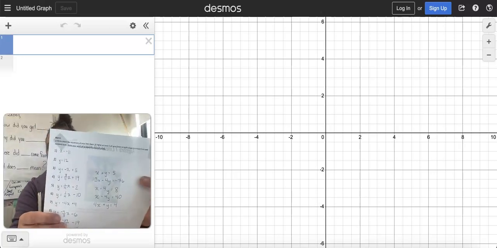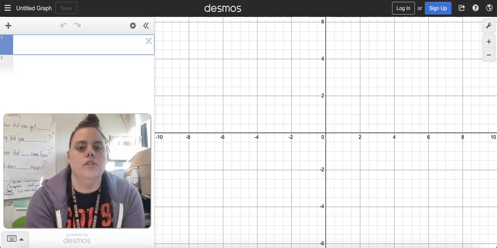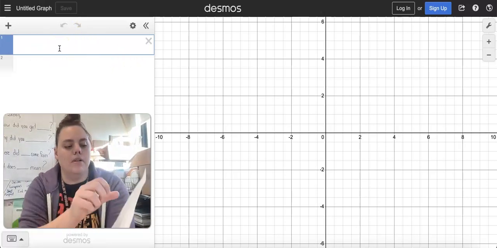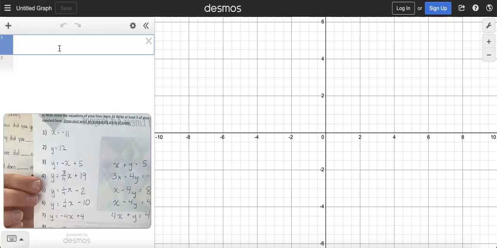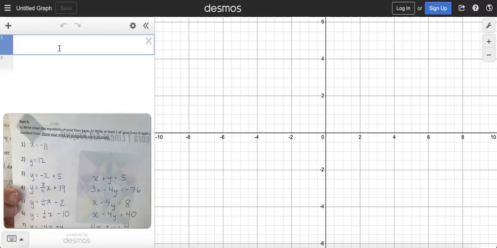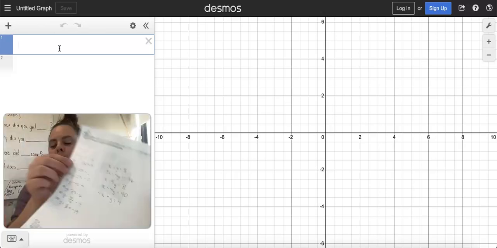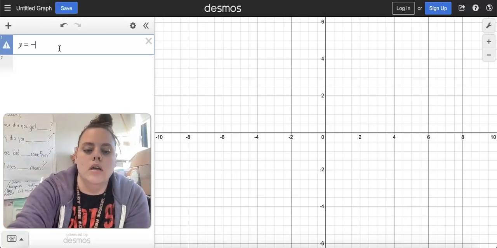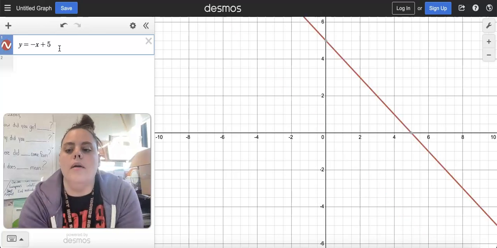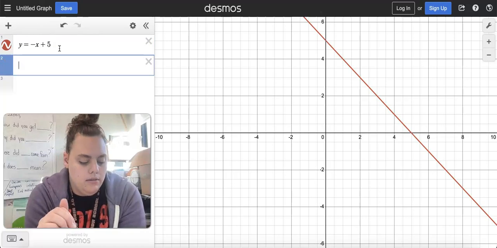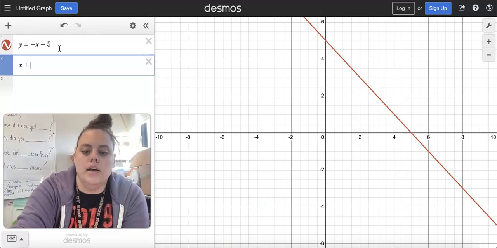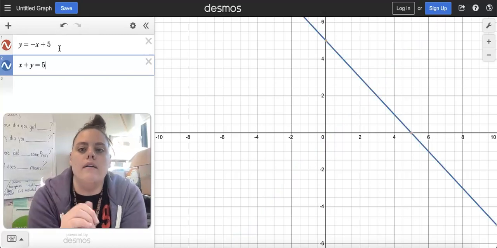Now, before you check any of the equations on your graph, I'm going to have you check the equations that you converted, okay? So over here, you are going to type in, for example, line 3. I have a regular equation and standard form for line 3. I'm going to type in my regular equation of y equals negative x plus 5. I'm going to hit enter to get a new line. And then I'm going to type in my standard form, x plus y equals 5.